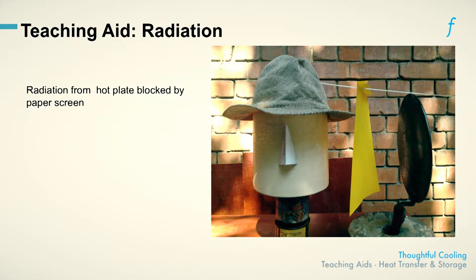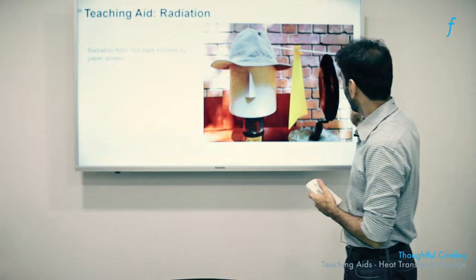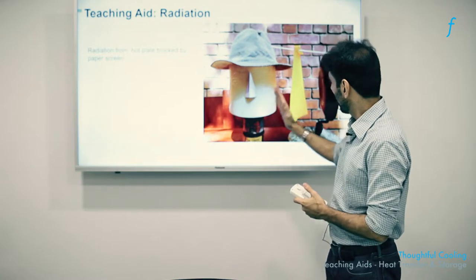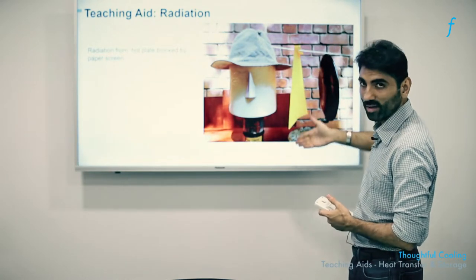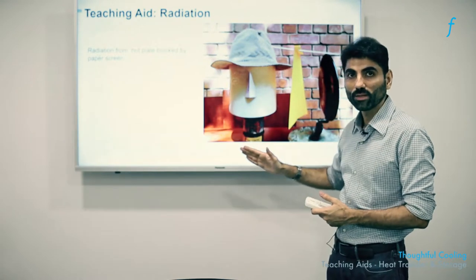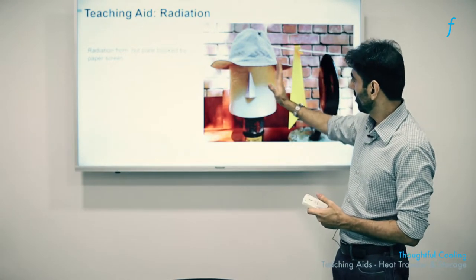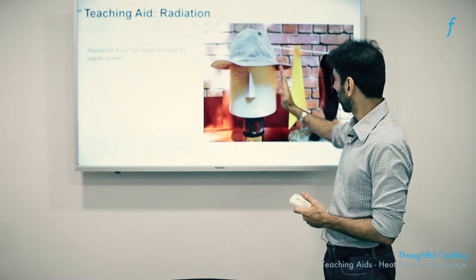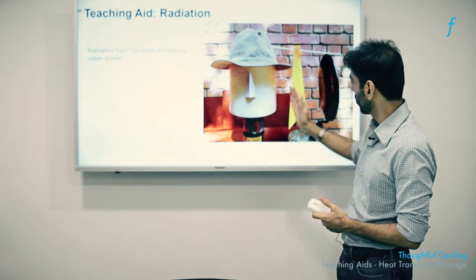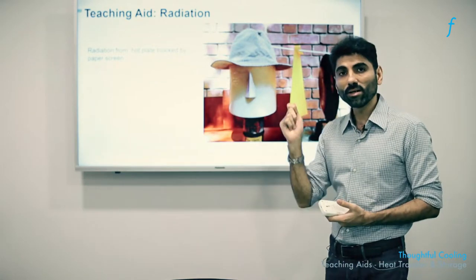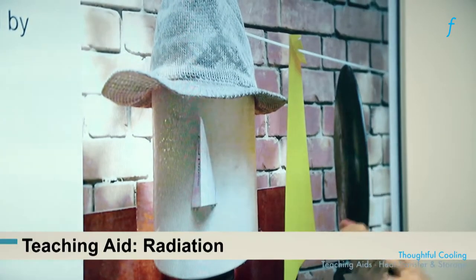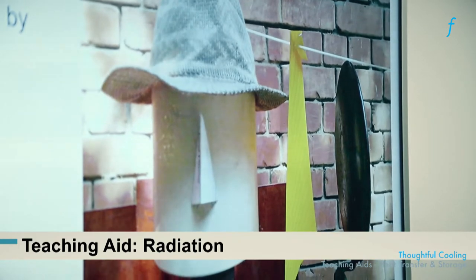Here is a teaching aid which conveys the process of radiation and how it can be inhibited by placing a screen in between the two objects to make sure that the occupant, in this case the building's occupant, can be shielded from the effects of solar radiation. So this is a hot iron pan, and it's radiating heat. It's a dark surface, so it has very high emissivity.